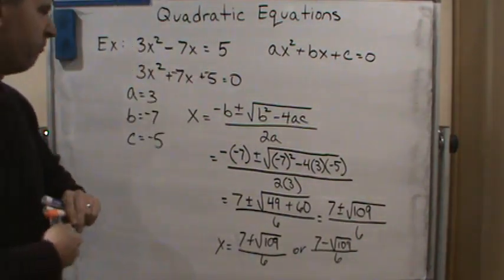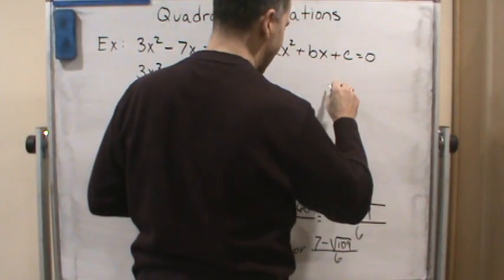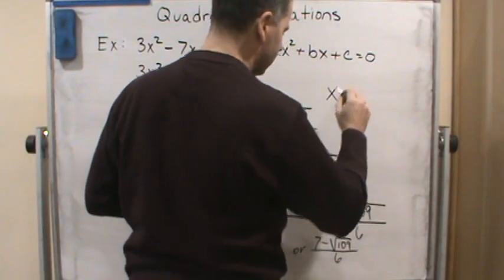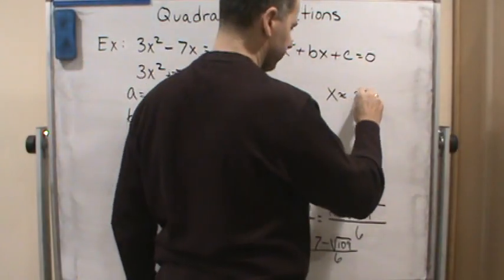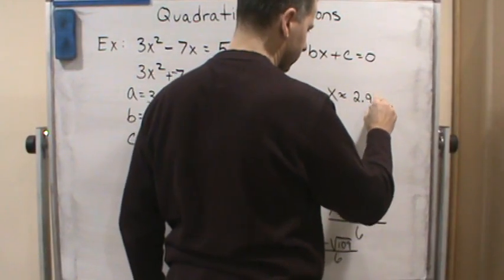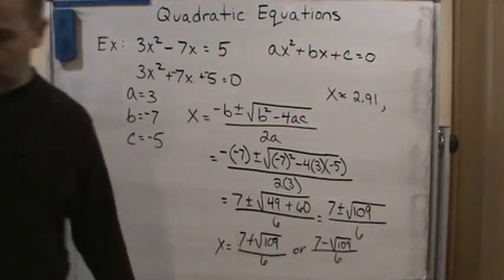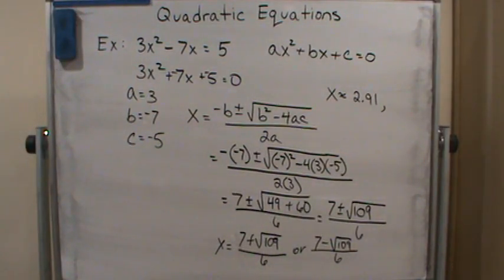So what we end up with is x is going to be approximately equal to either 2.91 or negative 0.57.